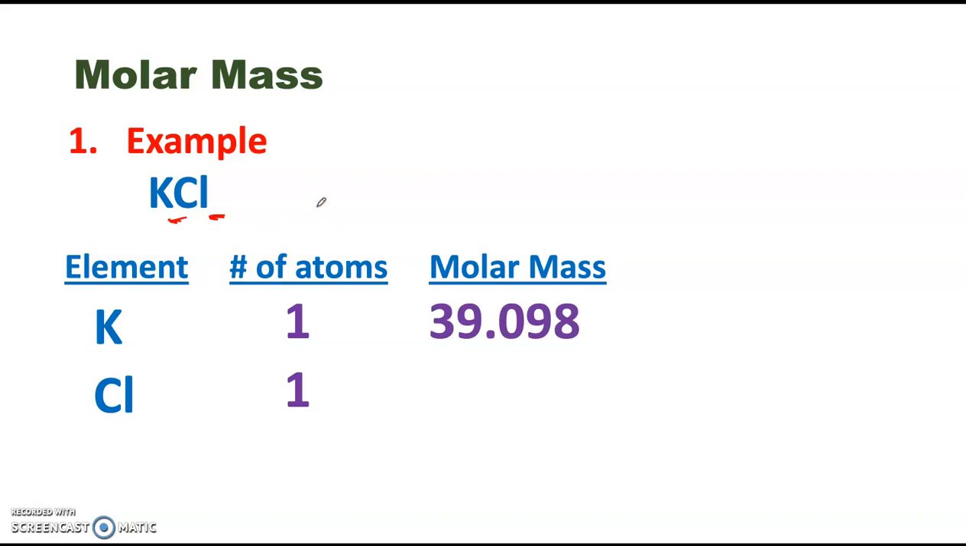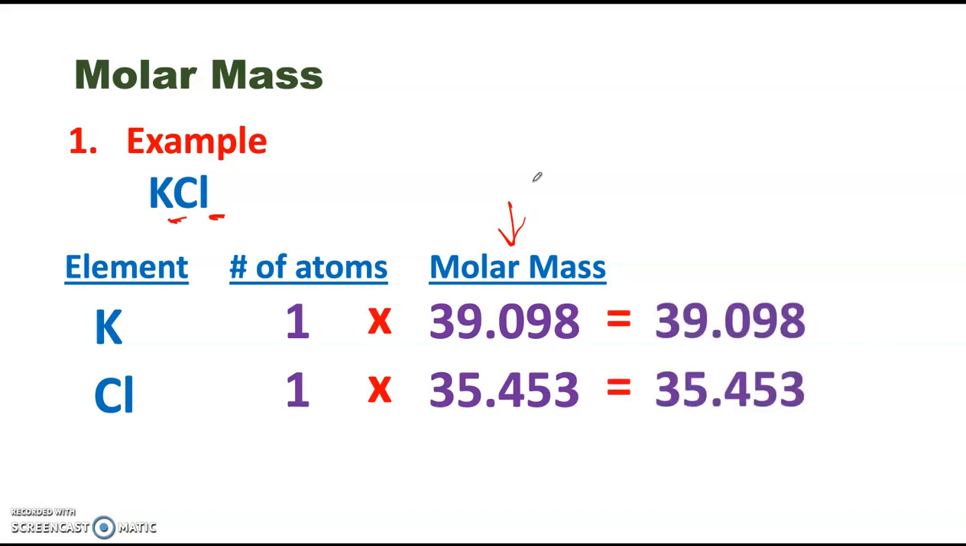Then if you look up on the periodic table, potassium is 39.098 grams per mole. And then this is the molar mass of chlorine. So these came from the periodic table. Now the next thing is I multiply how many atoms times its molar mass. So there's 1 of each, so pretty simple math there. That stays the same. Now, potassium makes up this much of the mass.